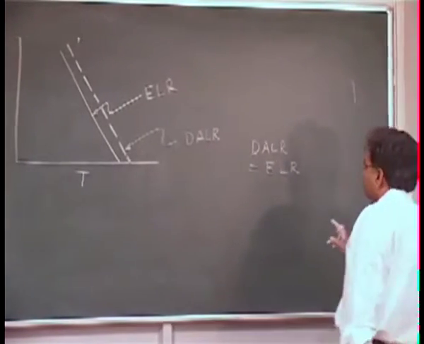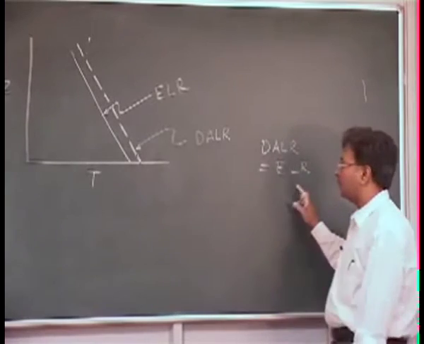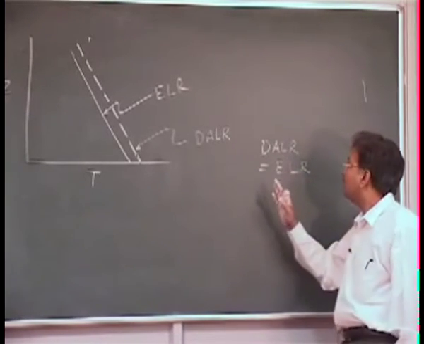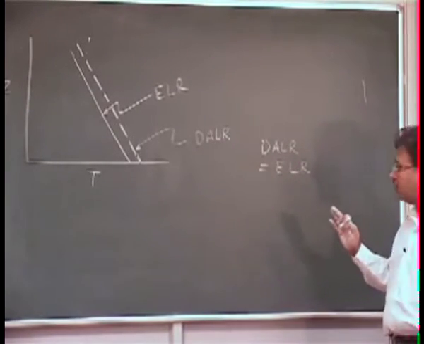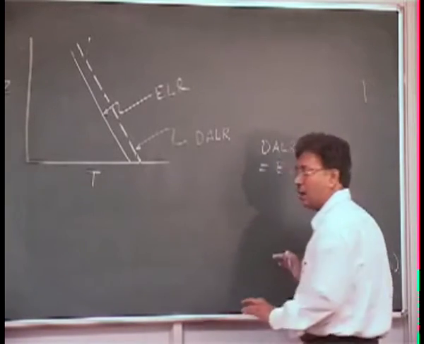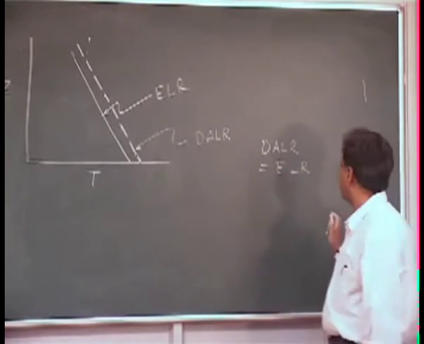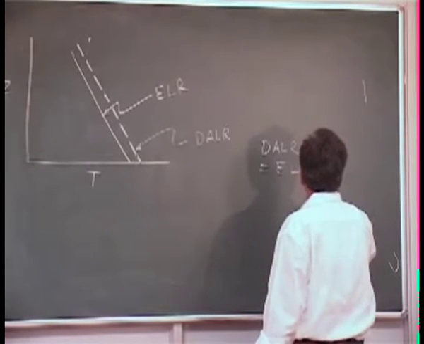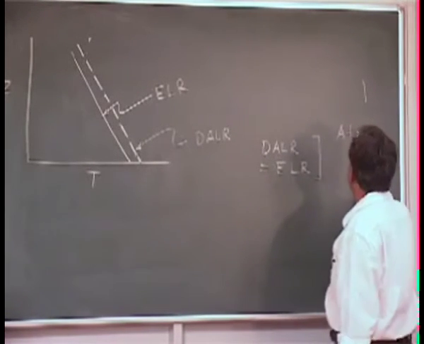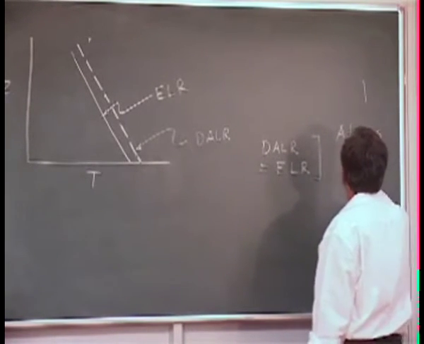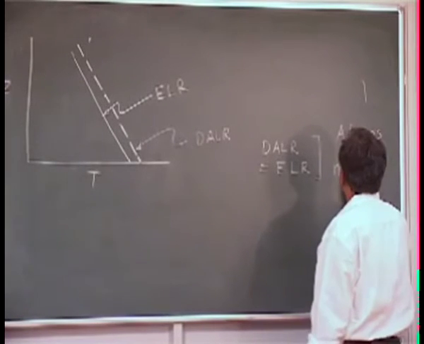So one situation can be this: it is behaving exactly the way the adiabatic lapse rate is. Such an atmosphere, I'll explain to you the meaning of this, we call neutral.